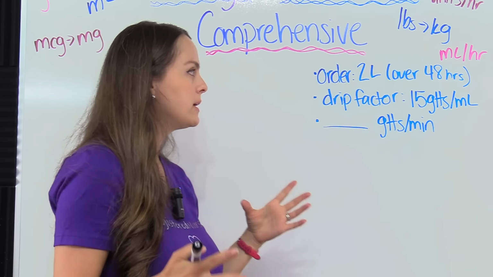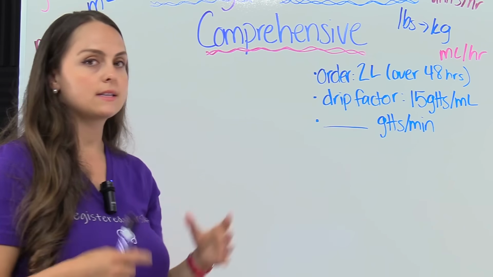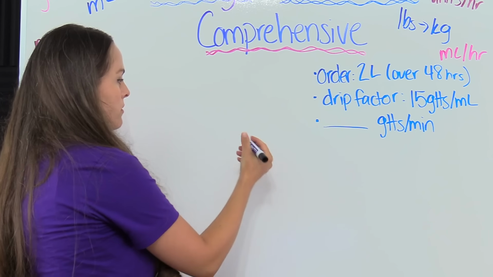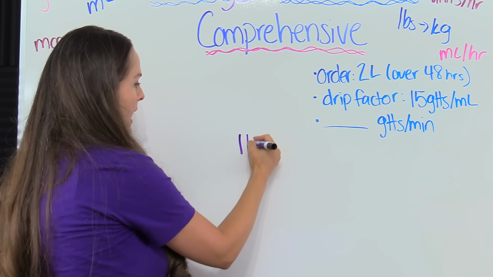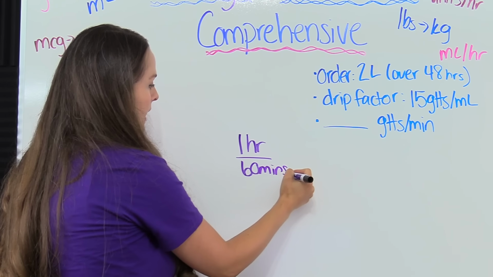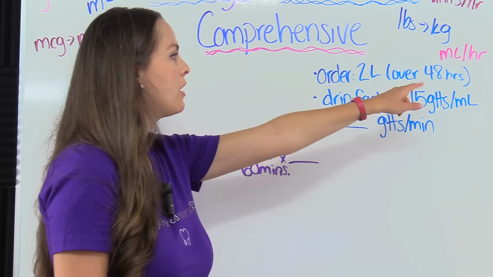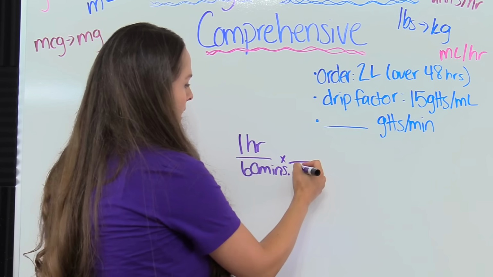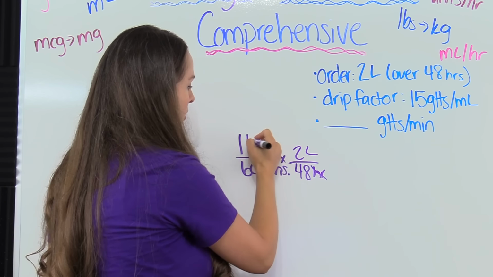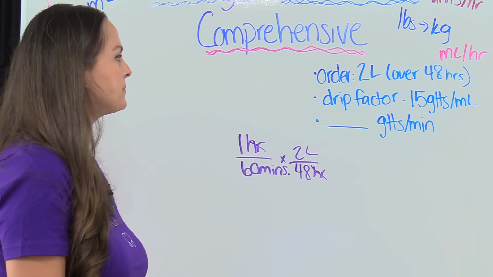So what I'm going to do is I'm going to go ahead and convert our hours into minutes, because that's where we're heading. So let's go ahead and do that with our dimensional analysis. So we know that in 1 hour there are 60 minutes. And our problem tells us that we're going to give this solution over 48 hours. So we're going to go ahead and put 48 here, and we're going to give 2 liters. This cancels out our hours, and we have minutes. So we're almost there to drops per minute.